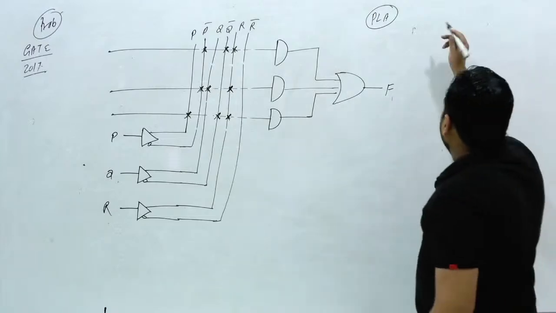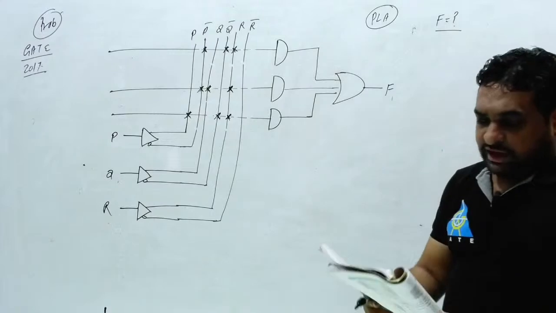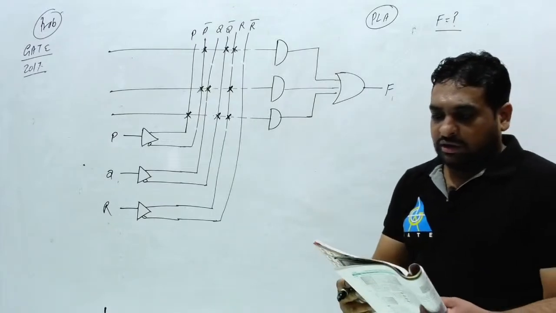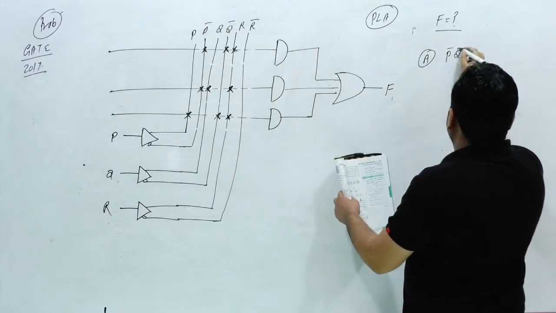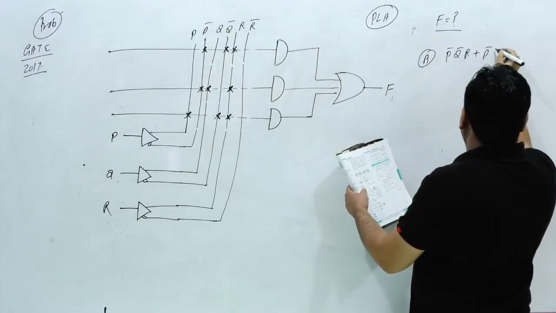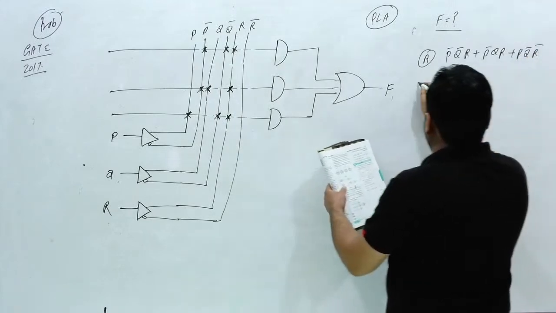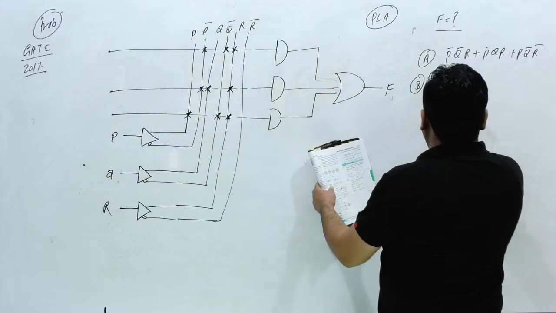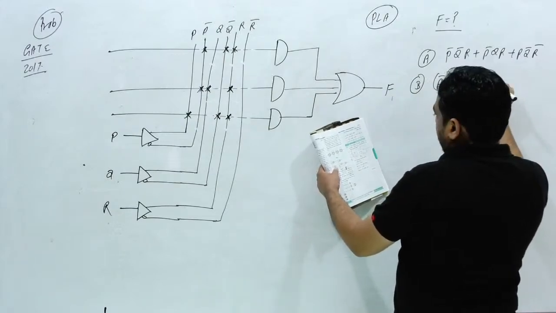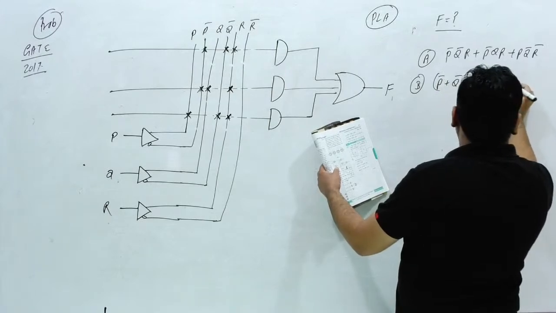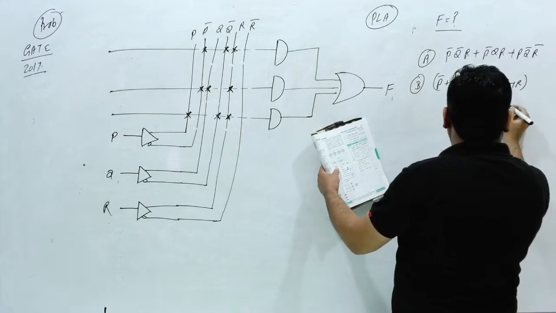So this PLA is given. What is this F? We have to find out F is equal to question mark. Okay, 4 options they have provided. First option, P bar Q bar R plus P bar Q R plus P Q bar R bar. This is the first option. Option B, P bar plus Q bar plus R is the first term. P bar plus Q plus R is the second term. And P plus Q bar plus R bar.